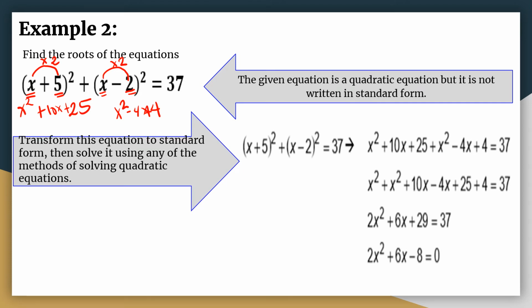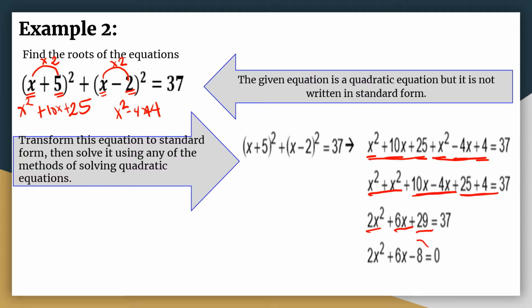So we're going to have the following: x squared plus 10x plus 25 plus x squared minus 4x plus 4. Then after that, we're simply going to combine the like terms. So you have x squared plus x squared, 10x minus 4x, and 25 plus 4. So x squared plus x squared is 2x squared, 10x minus 4x is 6x, and 25 plus 4 is 29.